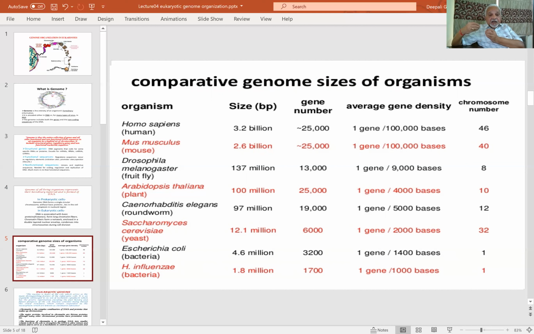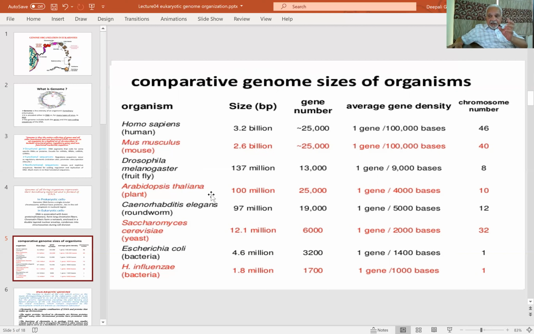Then this question was threshed out completely. If you look at different forms like bacteria, like Haemophilus influenzae, to yeast, to plants, Arabidopsis, to insects, lesser complex than the mouse, and the human beings, these are representative living forms, representing different levels of structural and functional complexity.